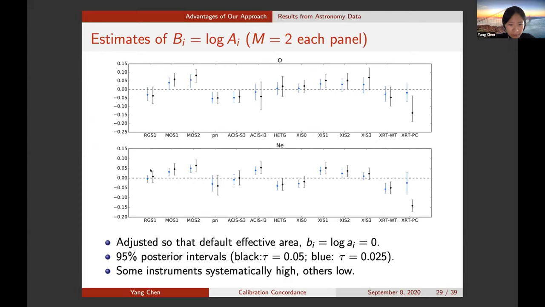And the black lines are showing the tau values equal to 0.5. And the blue ones are showing the tau values equal to 0.025. And here we are assuming all of the tau values for all of the instruments are equal to each other. And Herman will show more when we use the true tau values given by the scientists.